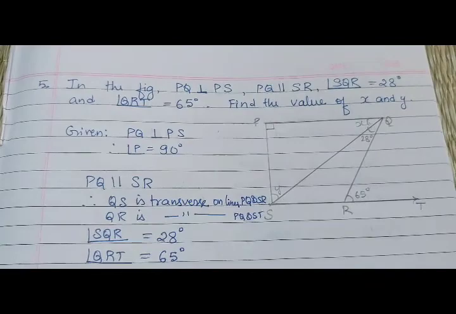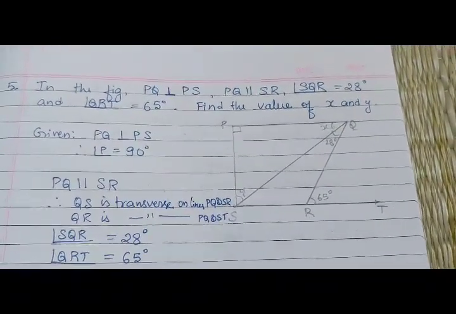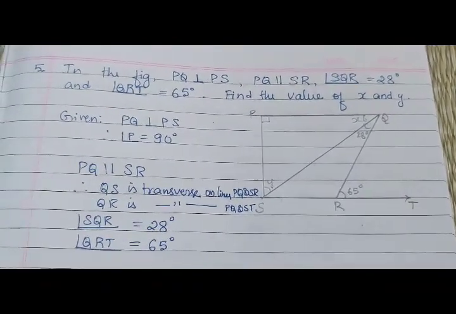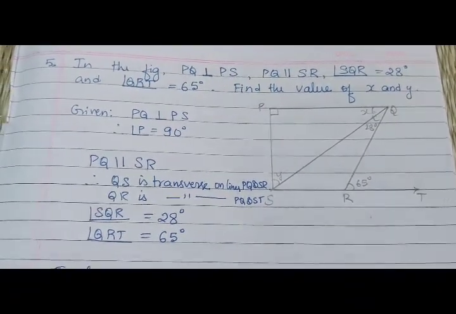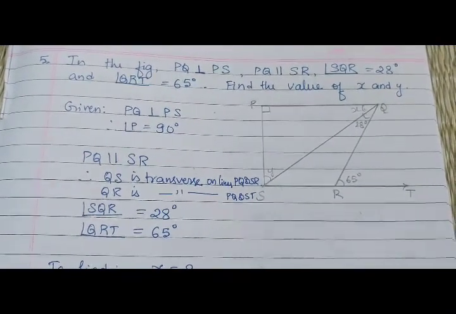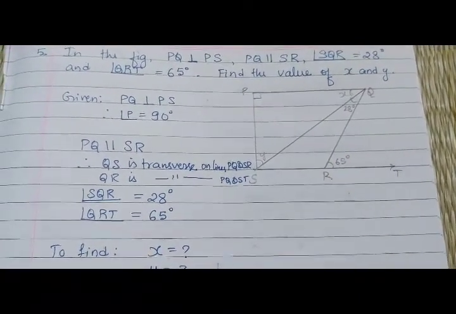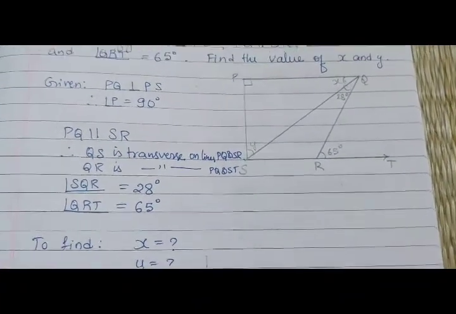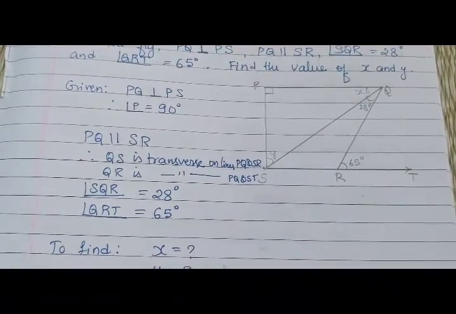In the figure, PQ is perpendicular to PS and PQ is parallel to SR. Angle SQR is equal to 28 degrees and QRT is equal to 65 degrees. Find the value of X and Y. Given PQ is perpendicular to PS, therefore angle P is equal to 90 degrees. PQ is parallel to SR, therefore QS is a transversal on lines PQ and SR. Also QR is a transversal on PQ and ST.